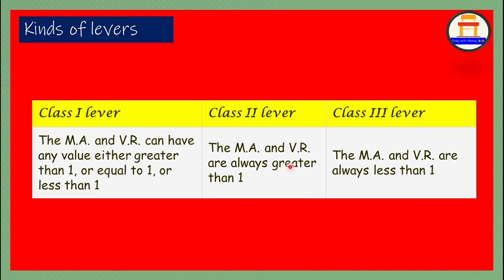And class 3 levers, the mechanical advantage and the velocity ratio is always less than 1. Okay. So here we are done with the first part of the machine chapter. Still 2 more parts are left over. So we will come with the next video.